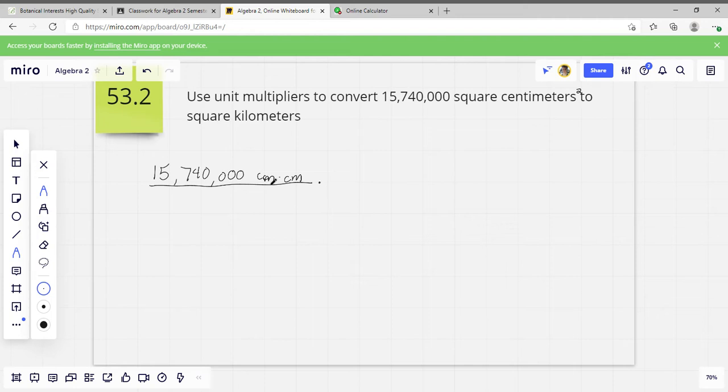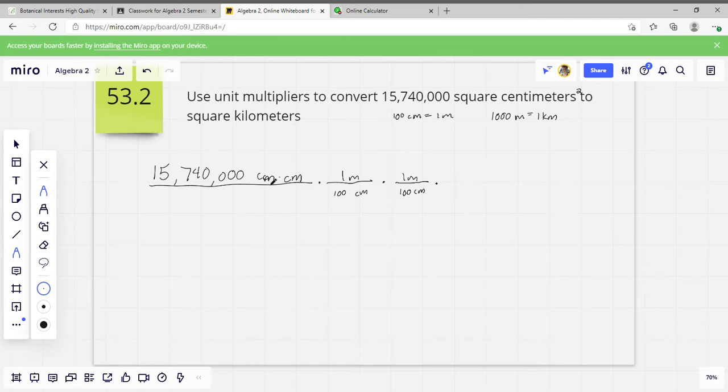Alright, and then our converters, we know that there are 100 centimeters in 1 meter, and we got 1,000 meters in 1 kilometer. Okay, so we're going to write our centimeters on the bottom because we want them to cancel. So 100 centimeters equals 1 meter. Then we have to do that again because we have centimeters twice right here, 1, 2 times. Okay, so we have to write that converter twice. So we get rid of both of those. So another 100 centimeters with 1 meter on the top.